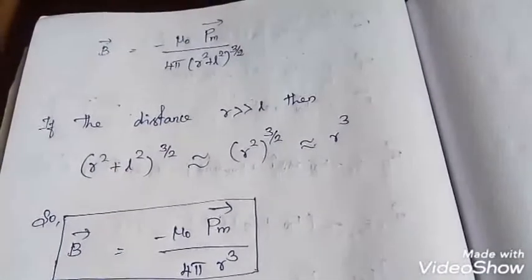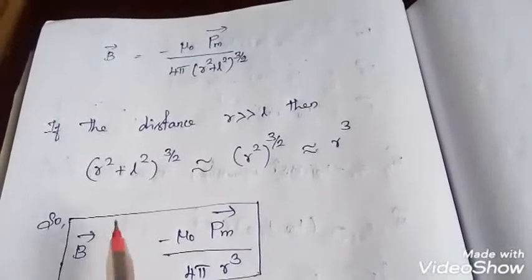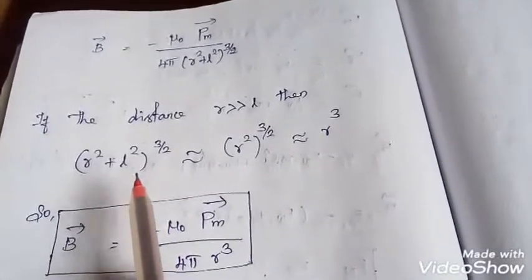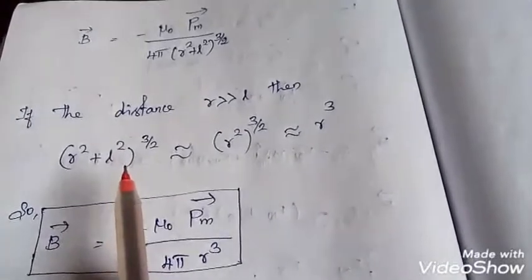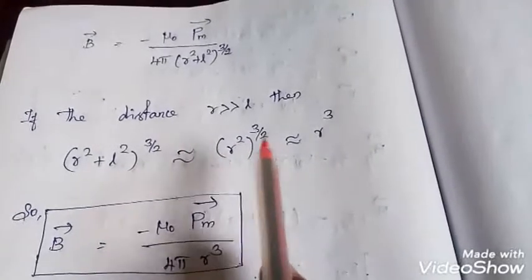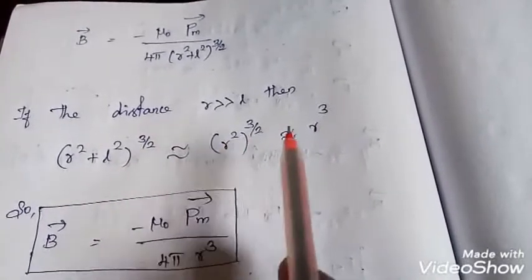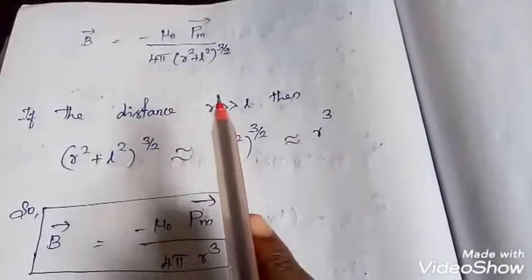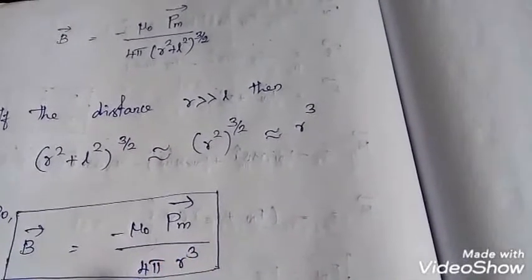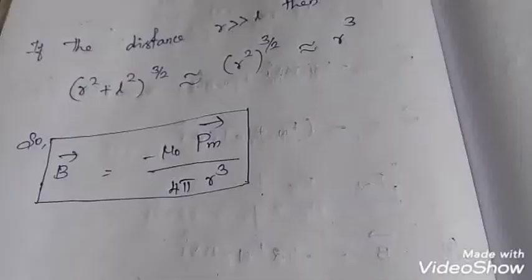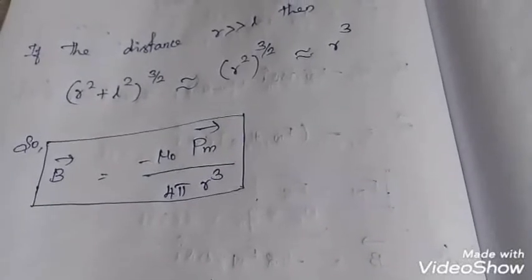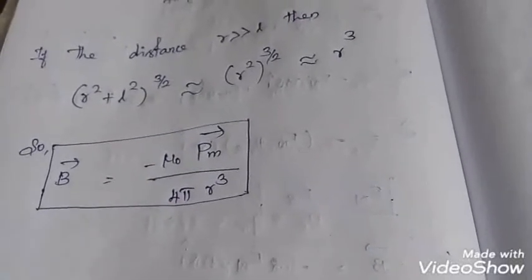If the distance r is greater than L, then in (r squared plus L squared) the whole power 3 by 2, the L squared value is negligible, so we neglect the term L squared. So r squared the whole power 3 by 2. The square and 2 are cancelled out, so our term is r power 3. We substitute the value in this equation: B vector equals minus mu naught Pm vector by 4 pi r cube. This equatorial value is compared to axial line. The axial line value is 2 times the equatorial value.